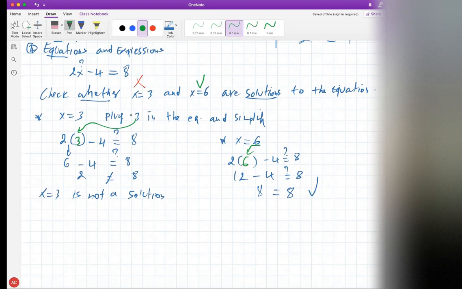Okay, so that's pretty much it again. The whole thing today is about plugging in and simplifying. Whether it's expressions or equations, plug in and simplify. The rest is just following the order of operations. Any questions here, everybody, about this part of equations and solving? Everybody, any questions? Let me know.